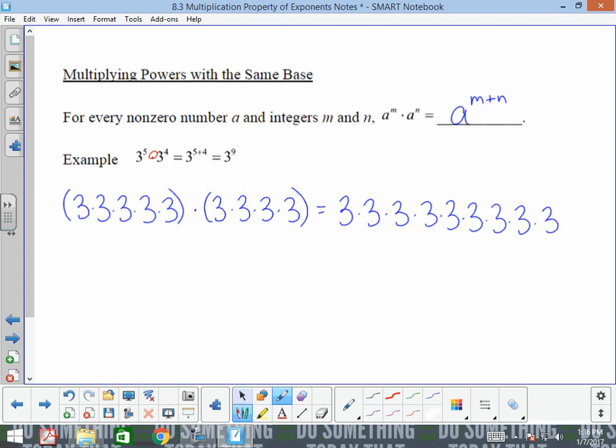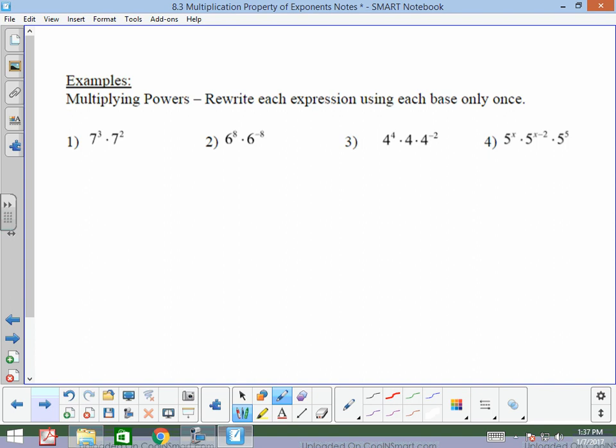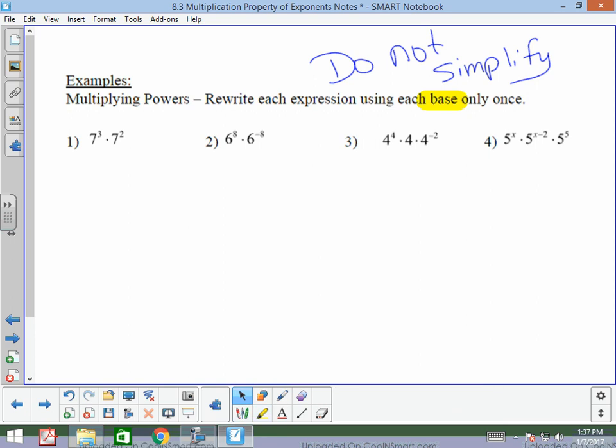3 is being used as a base. It's being used as a factor the number of times of the exponent, whatever the exponent is. Okay? All right, so the first example says rewrite each expression using each base only once. Notice it does not say simplify. So do not simplify. We're just going to follow the directions. You know I'm a stickler for directions.